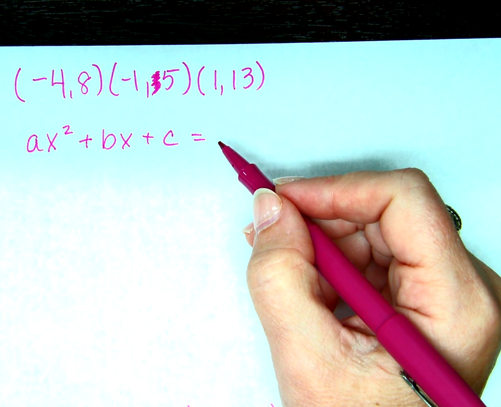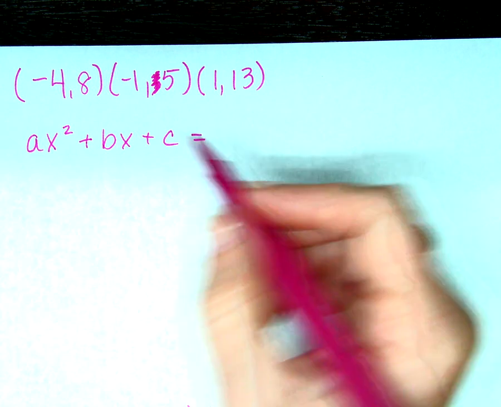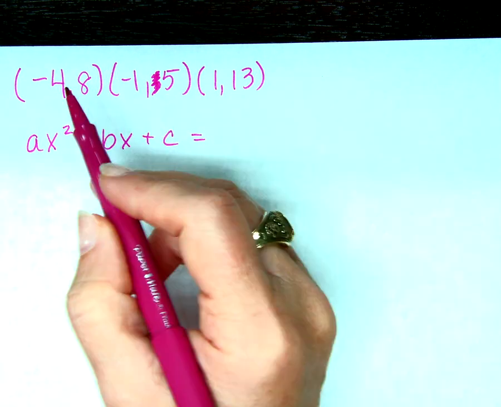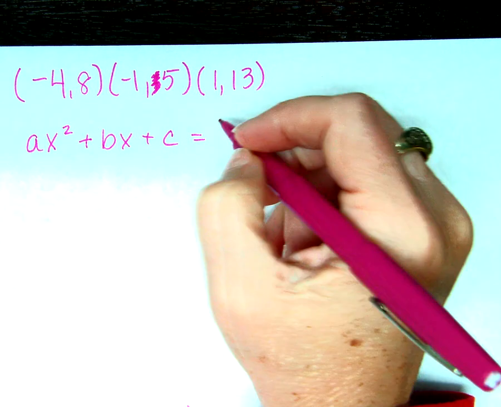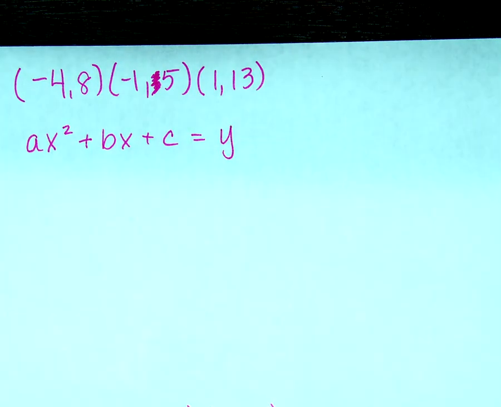Equals what? But if I'm talking about points, I'm talking about a graph, aren't I? So doesn't this need to equal y? Yeah? And I know sometimes we write it y equals that, but please trust me that we need it in this order. Can you do that, please?